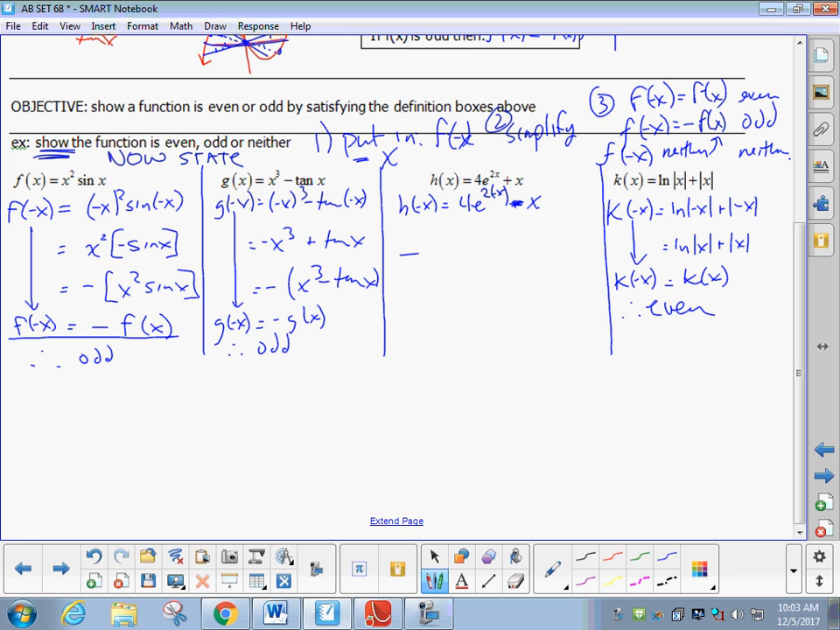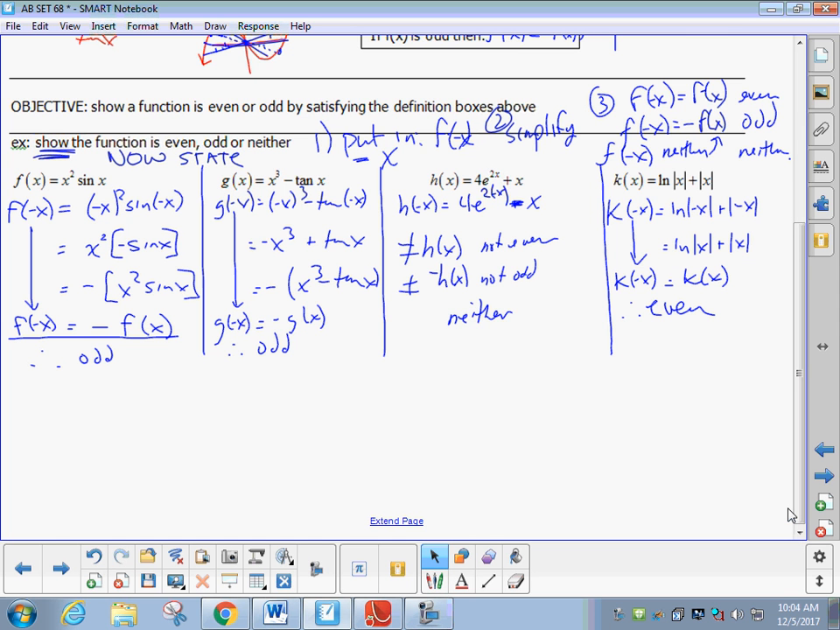Neither. As far as what I'd like you to say, something like this is not h of x, so it's not even. This is not negative h of x, so it's not odd. And we conclude neither. Okay, that should get you going.